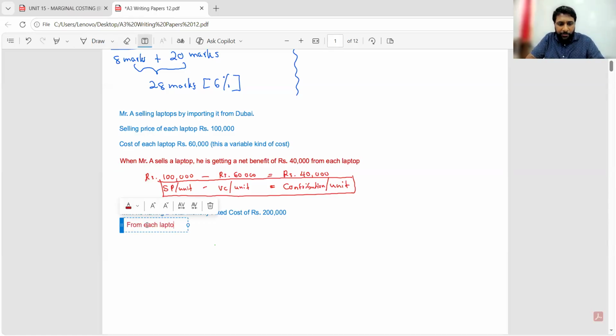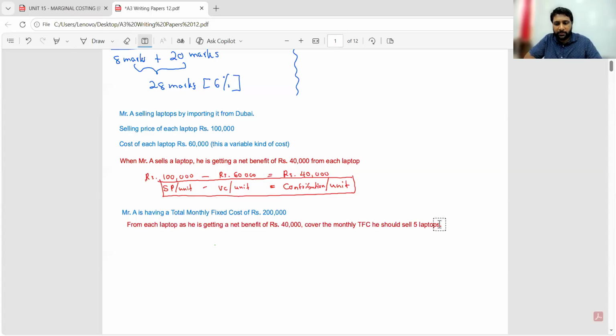From each laptop, as he is getting a net benefit of rupees 40,000, to cover the monthly total fixed cost, he should sell 5 laptops.